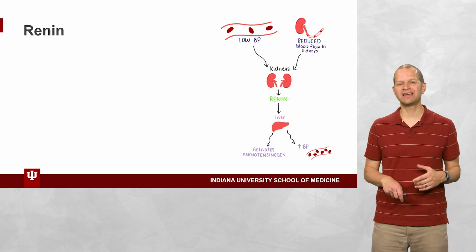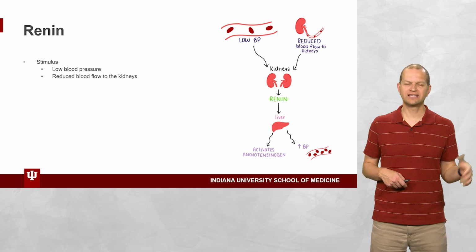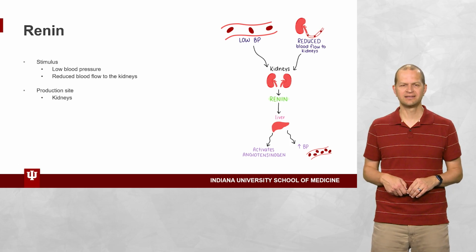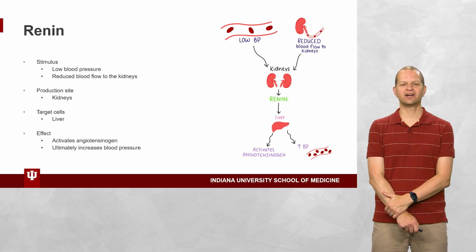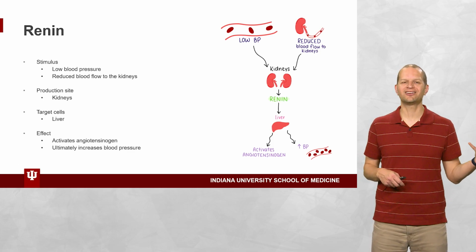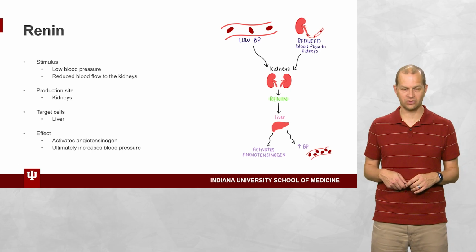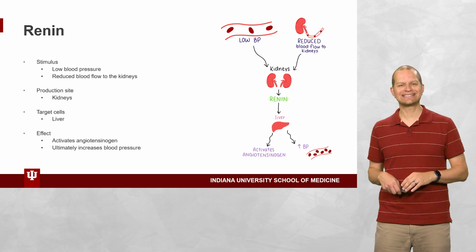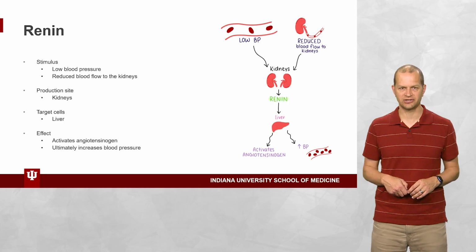So renin is very important when it comes to blood pressure. Renin is released when we have low blood pressure or reduced blood flow into our kidneys. It's produced by the kidneys and it targets the liver. The reason it targets the liver is that it converts something called angiotensinogen into angiotensin 1, which we'll talk about during the urinary system. Ultimately, it starts a cascade of events, or a domino effect, that will lead to an increase in blood pressure.